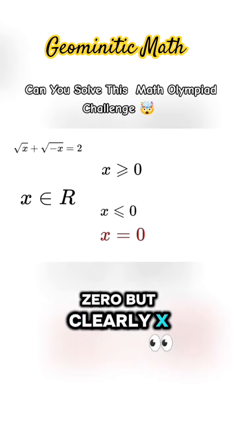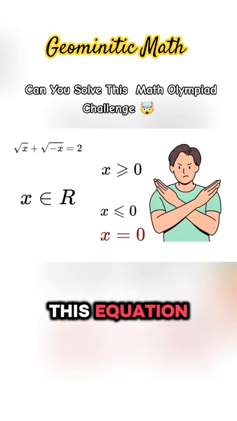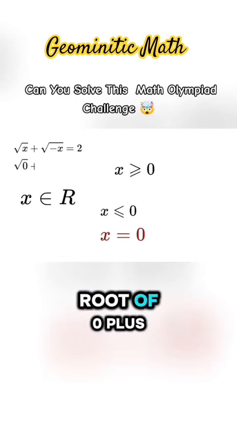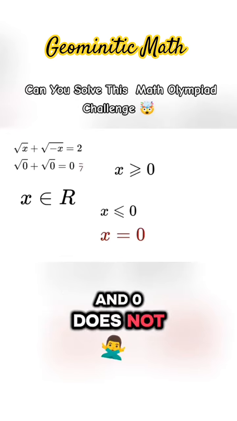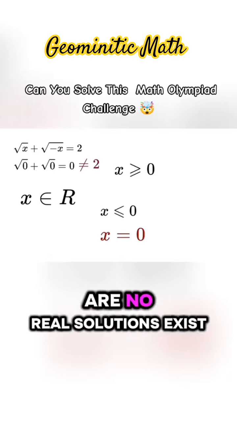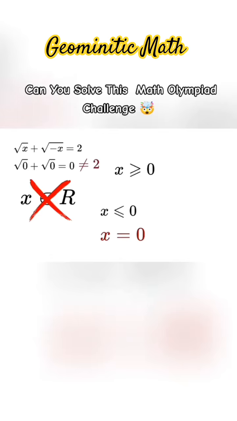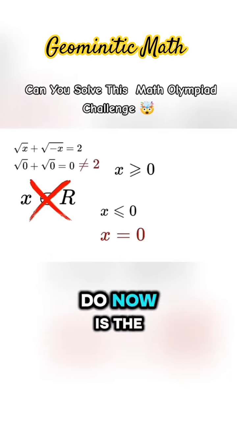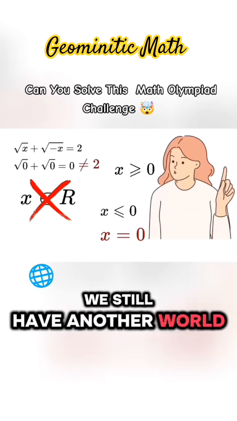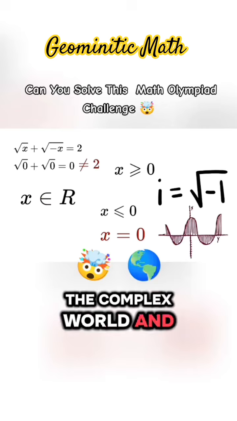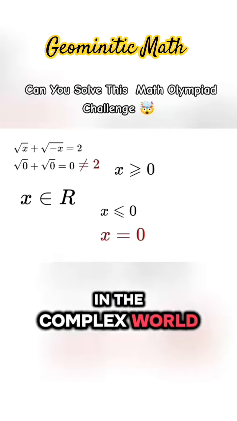But clearly, x equals 0 does not satisfy this equation, because we know square root of 0 plus square root of 0 equals 0, and 0 does not equal 2. So there are no real solutions for x. Now, what do we do? Is the video over? No, not yet. We still have another world to explore, the complex world. And this is how we can solve for x in the complex world.